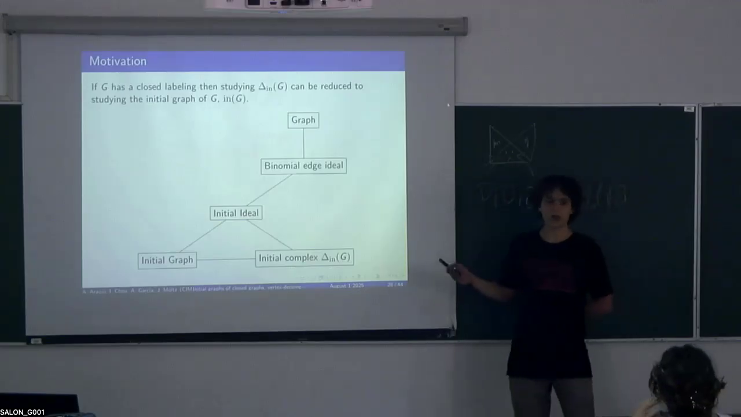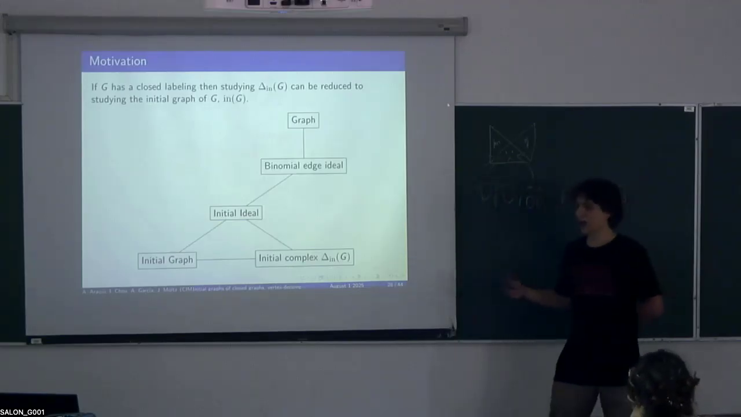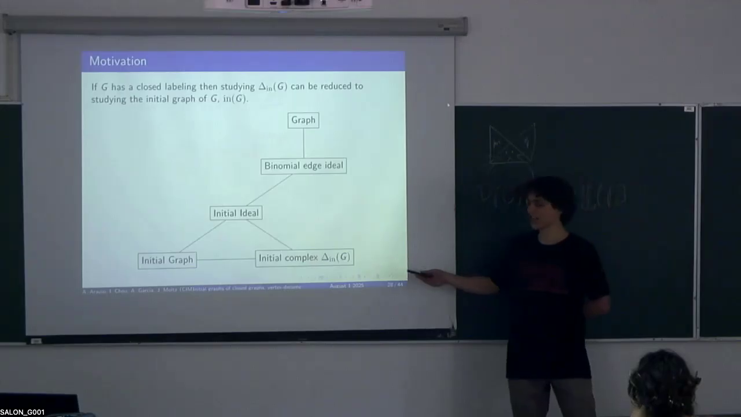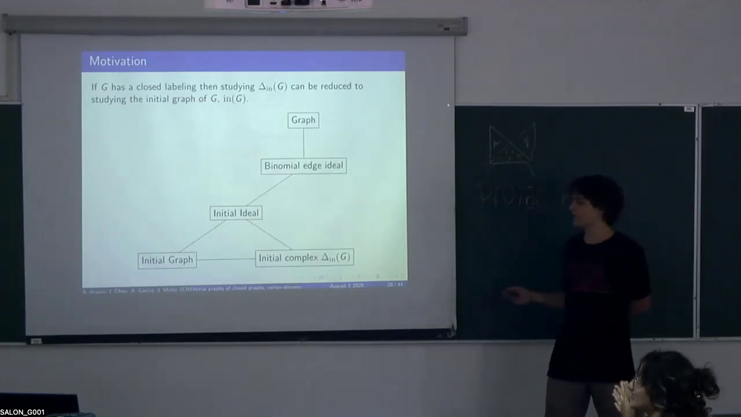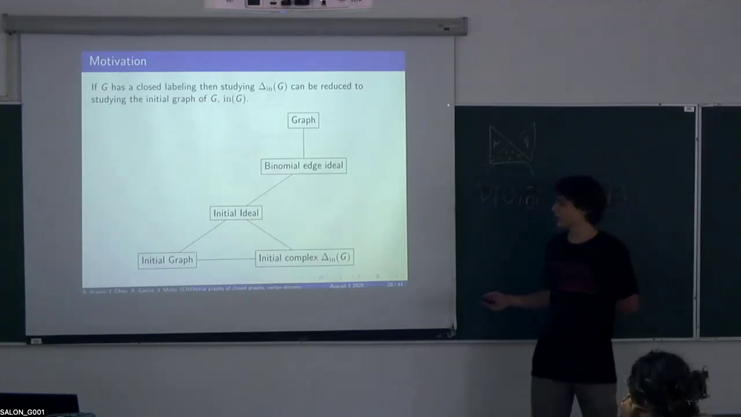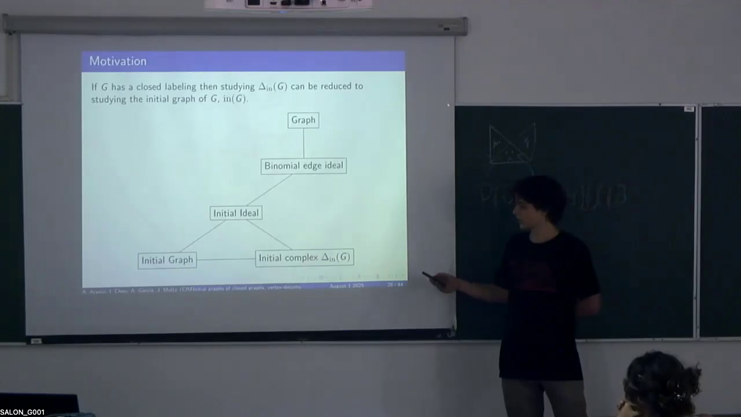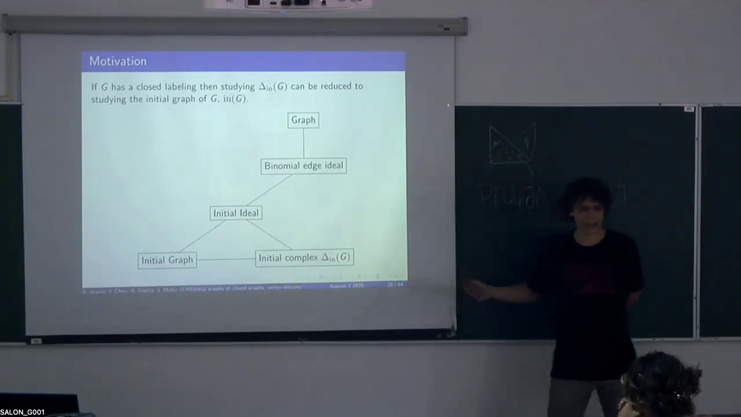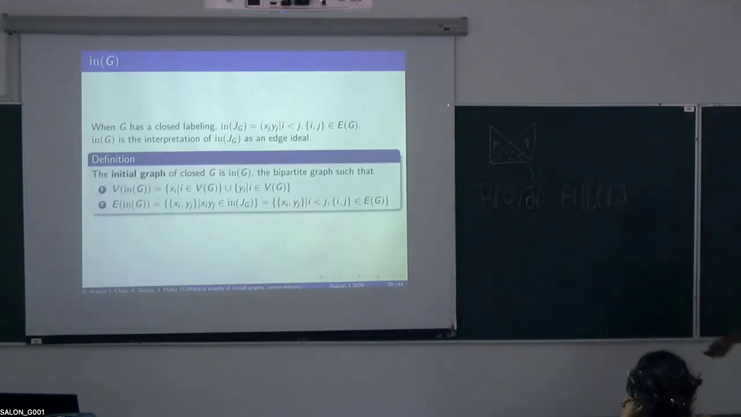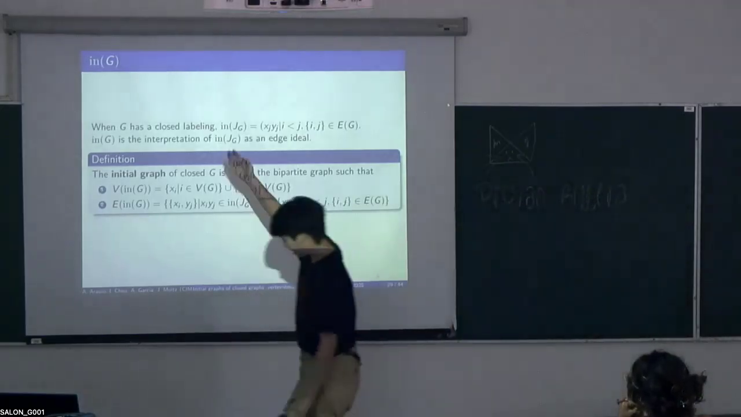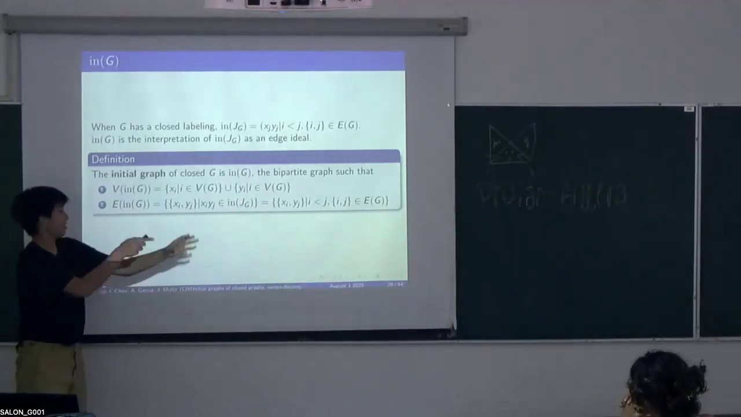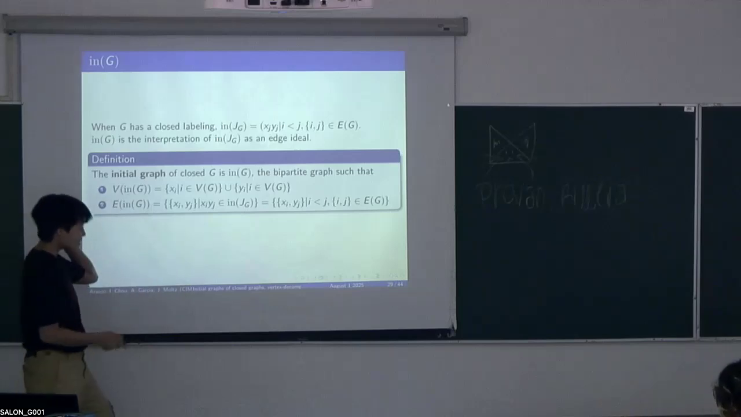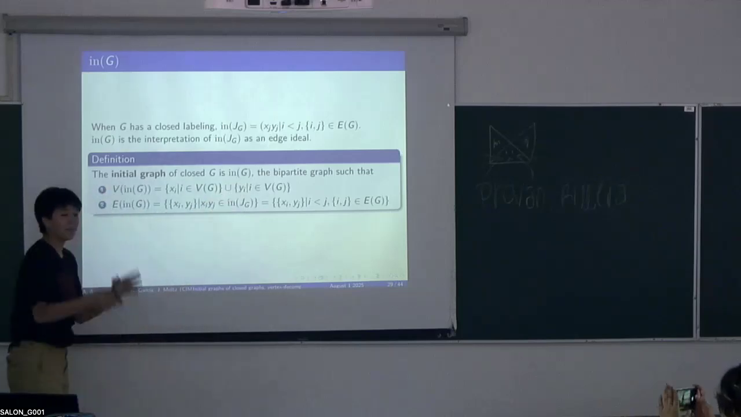Although you guys just saw that complexes are not that easy, as the name complex suggests. But in the case of an initial graph, when we're looking at a closed graph G, we can actually reduce the initial complex into something called the initial graph. And graphs, it turns out, are a lot easier to study. So it's quite miraculous, actually. When G has a closed labeling, the initial ideal is actually just the leading monomials. It just looks like an edge ideal. So it's a very natural question.